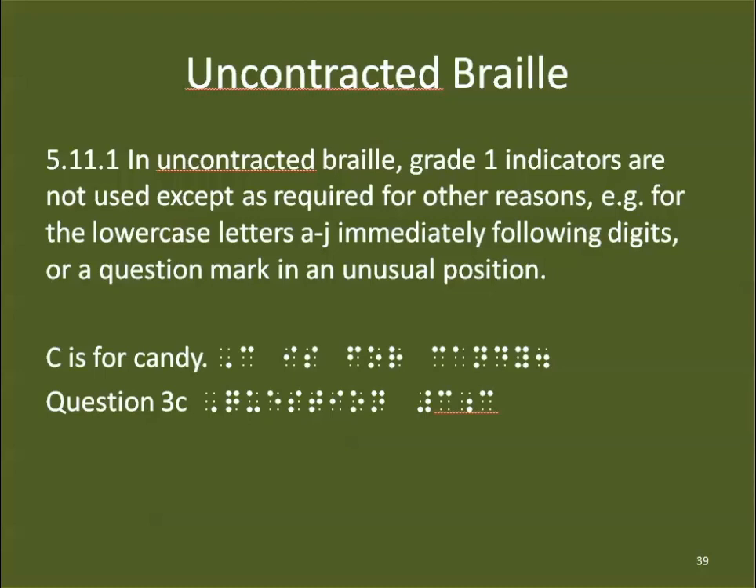But in the next example, question 3C, obviously that C could be misread as the numeral 3. And so we see question 33. That's not what we mean, so we need that grade 1 symbol indicator there in front of the C, even though we're in uncontracted Braille.